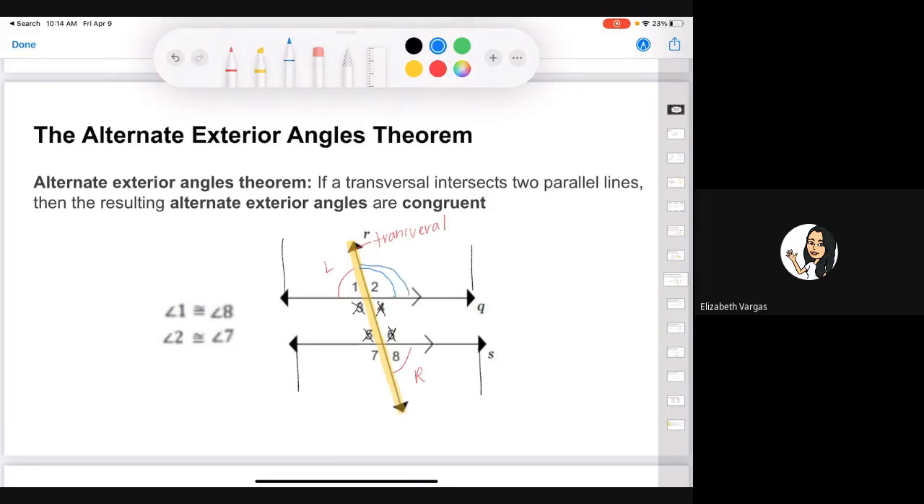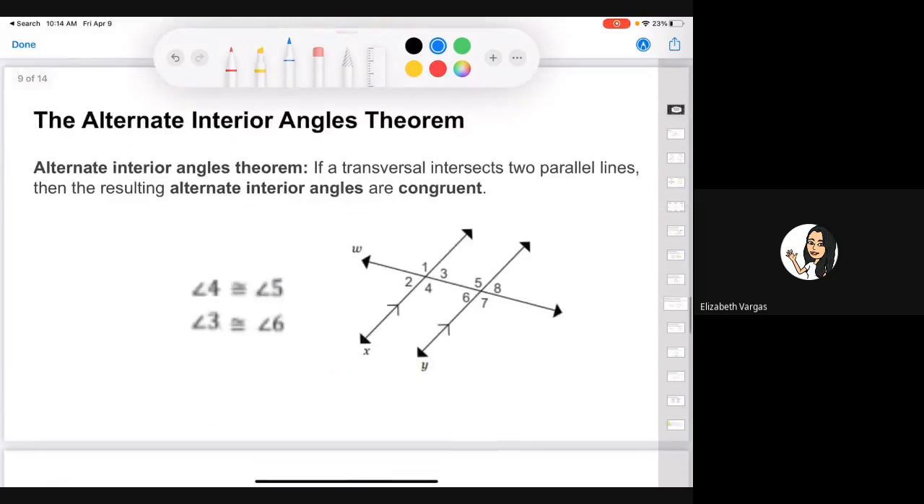2 and 7 would also be a pair of alternate exterior angles because 1 is on the right side and 1 is on the left side of that transversal. What you need to know about these is those are also congruent. So if 1 is equal to 70, then 8 would also be equal to 70. If 2 is equal to 110, 7 would also be equal to 110. So the pairs of alternate exterior angles are congruent to each other.